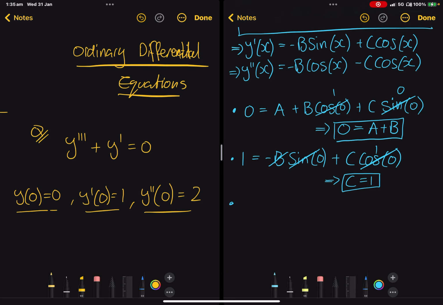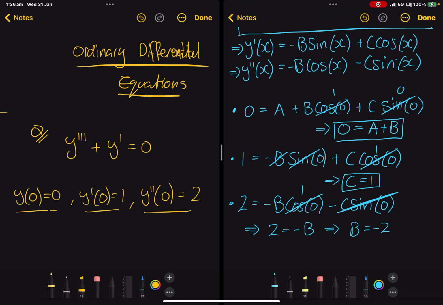Now if we use our second derivative, y double prime of 0 is 2. This gives us 2 is equal to minus b times cosine of 0, minus c times, let me fix this up, this should be sine up here. Positive cosine became negative sine. Times c times sine of 0. Now again, c sine of 0 is 0. So cosine of 0 is 1. And this tells us that 2 is equal to minus b. And this means b is minus 2.